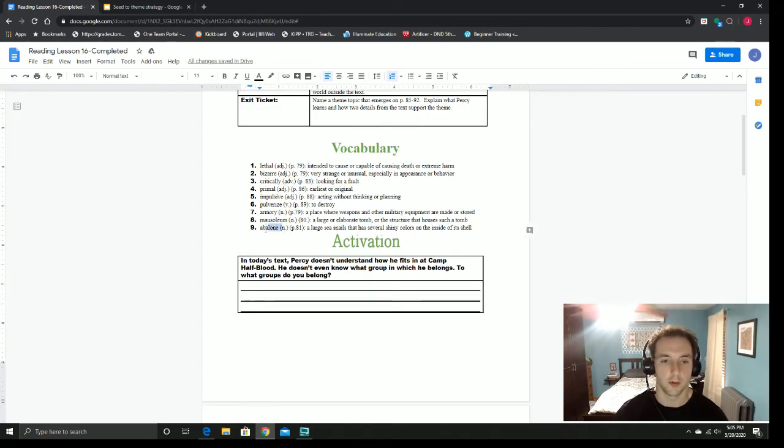And then this word is abalone, a large sea snail that has several shiny colors on the inside of its shell. And so if you've ever seen a really pretty sea snail or a seashell that kind of circles around like that, that's what that is.